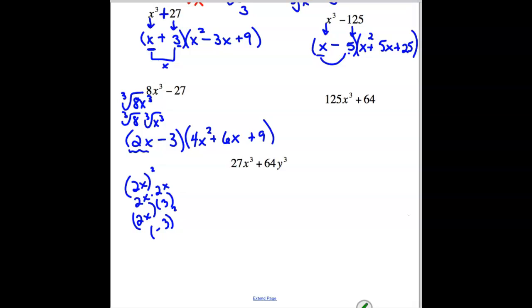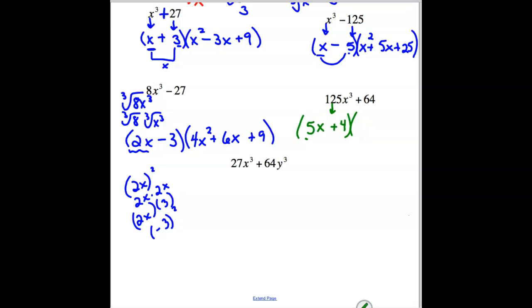All right, cube rooting each of these. The 125 becomes a 5, the x cubed becomes an x. The 64, its cube root is 4. And now we're going to build our trinomial off of that.